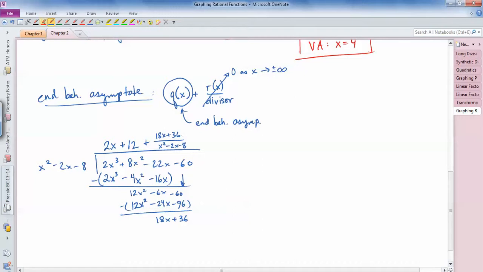And remember, the remainder over the divisor, if I'm looking only as x gets really big or really negative, becomes 0. So my end behavior asymptote is just the quotient part, not the remainder over the divisor, and that's y equals 2x plus 12. Since it's 2x plus 12, that's like mx plus b, it's not horizontal, it's a slant asymptote or an oblique asymptote, whichever term you prefer.